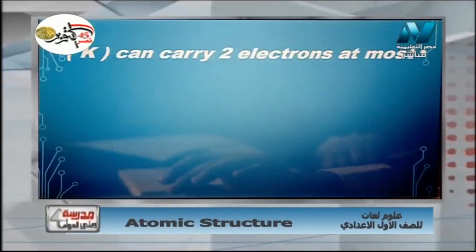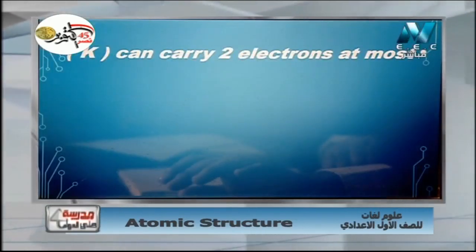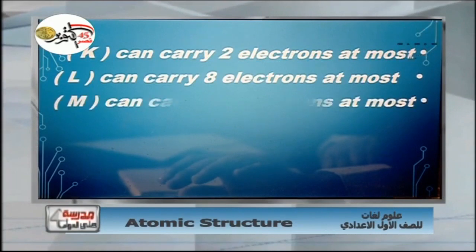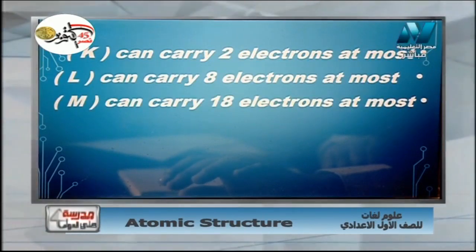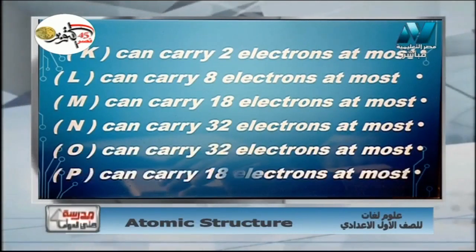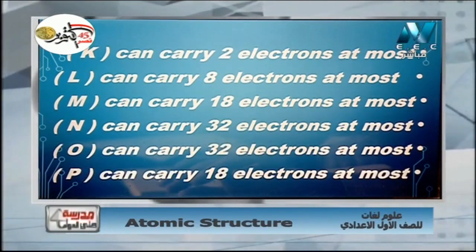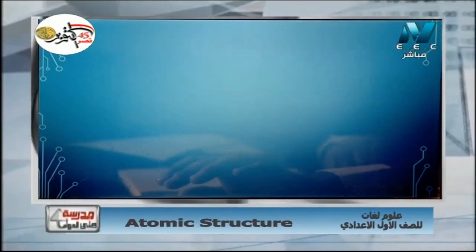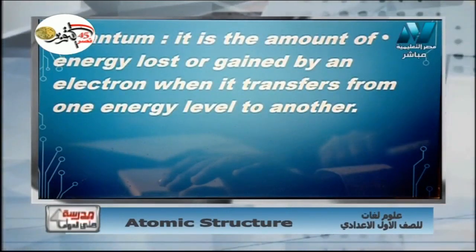Okay, but now let's talk about the relation. K can carry just 2 electrons at most. L can carry 8. M can carry 18. N can carry 32. O can carry 32. P can carry 18.